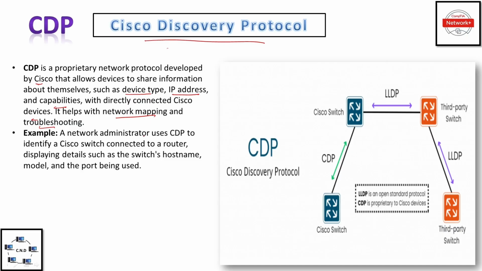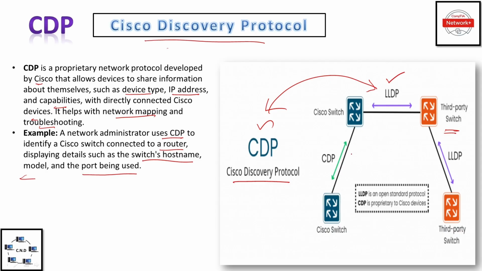For example, a network administrator uses CDP to identify a Cisco switch connected to a router, displaying details such as the switch's host name, model, and the port being used. So CDP is basically the Cisco proprietary or Cisco Discovery Protocol. An alternative of CDP that is used by other third-party devices and switches is LLDP, that is Link Layer Discovery Protocol, and both these protocols are basically used to discover the neighboring devices.